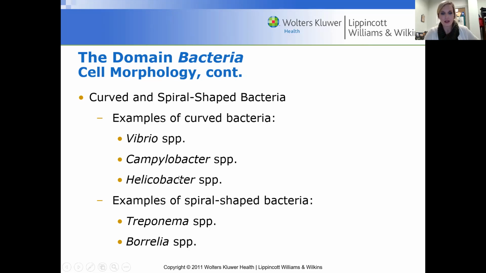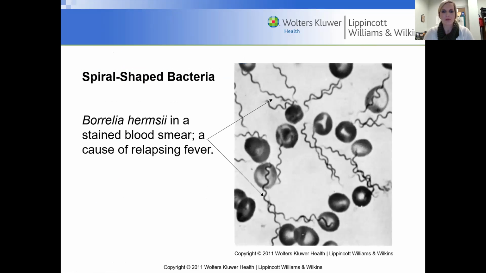And some different spiral-shaped bacteria: Treponema is an example of a spiral-shaped bacteria that causes syphilis. Borrelia causes Lyme disease, for instance. Not that you have to know specifics with these, but these are some good examples of your different bacterial shapes here. All right, so here's one that shows the different spiral-shaped bacteria, specifically in a blood smear. You can see the different blood cells, and then your spiral-shaped bacteria.